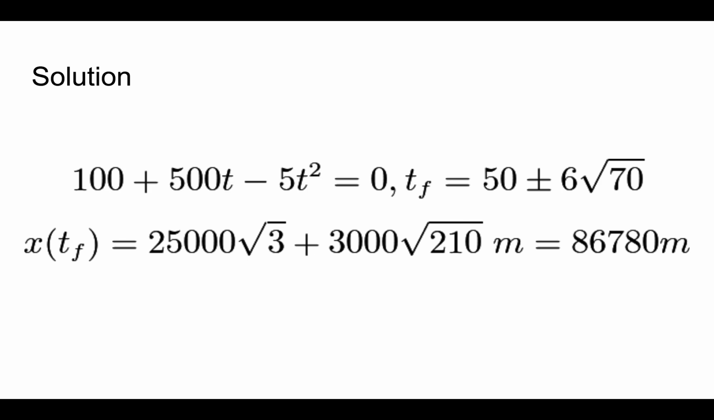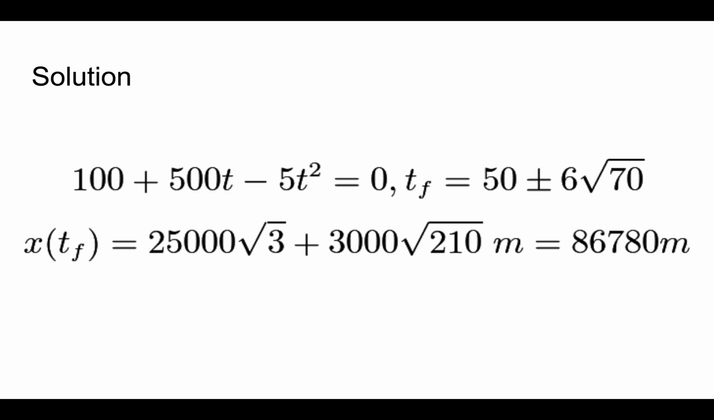It means that if we extrapolated the bullet's trajectory from before it was fired, it would have been at a position of y equals 0 at a time of 50 minus 6 root 70, which is a small negative number. So the thing we're looking for, after the bullet is fired at t equals 0, is the positive solution, which is 50 plus 6 root 70.